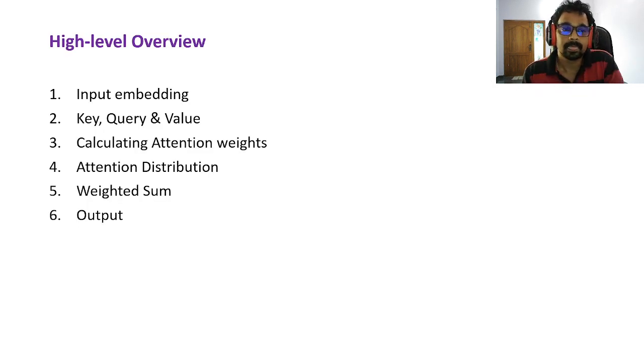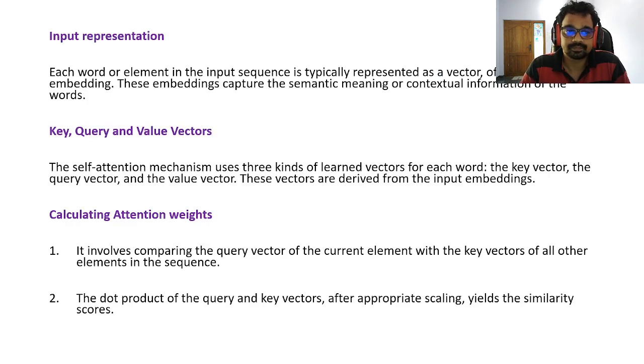So on a high level, we will be going through these following terms: input embedding, key, query and value vectors, calculating attention weights, attention distribution, weighted sum, and the final output.